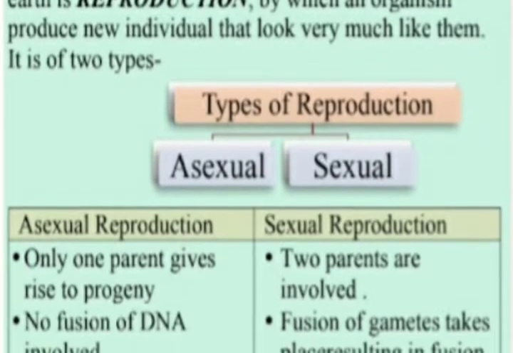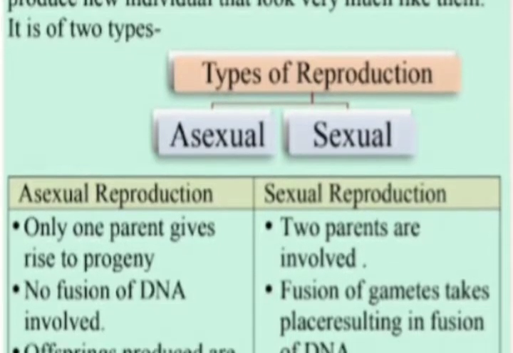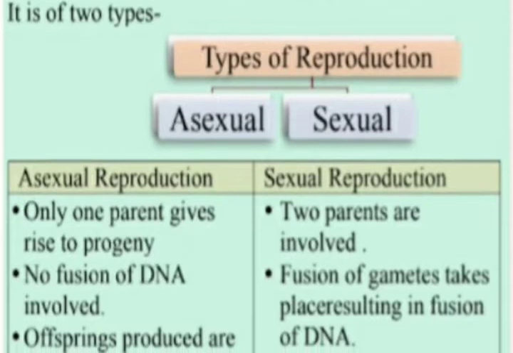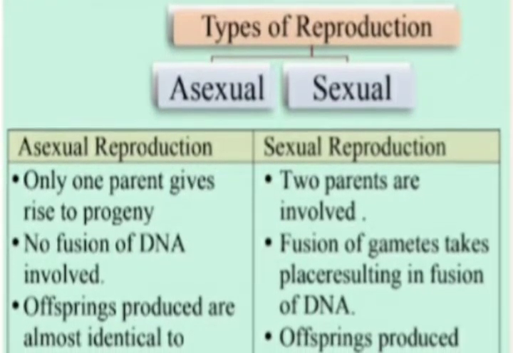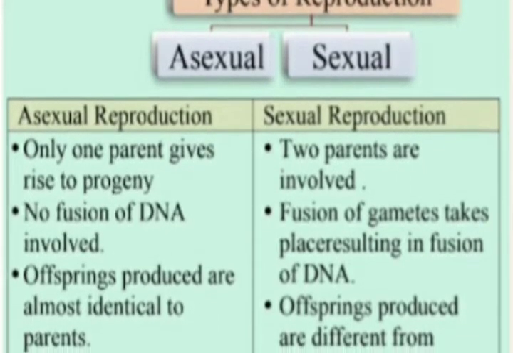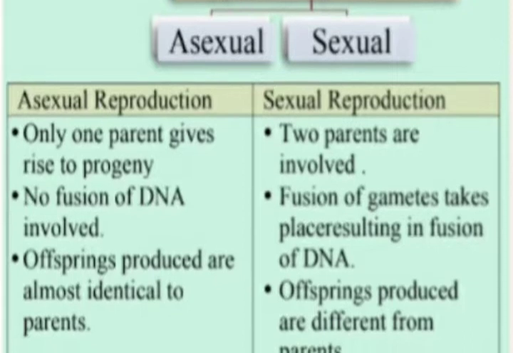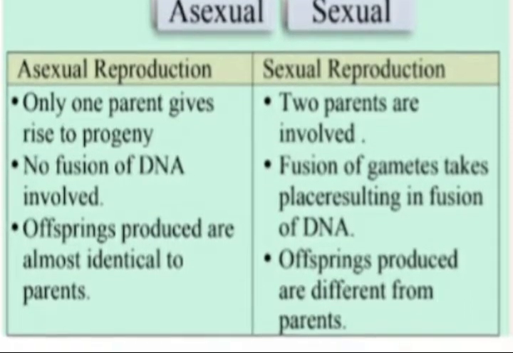Asexual reproduction: only one parent gives rise to progeny. No fusion of DNA is involved. In sexual reproduction, two parents are involved, and fusion of gametes takes place, resulting in fusion of DNA. Offsprings produced in asexual reproduction are almost identical to parents. Offsprings produced in sexual reproduction are different from parents.